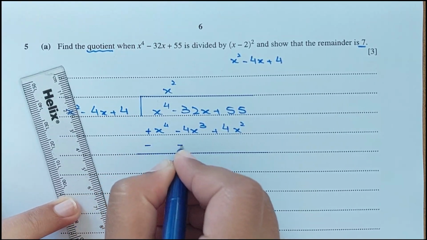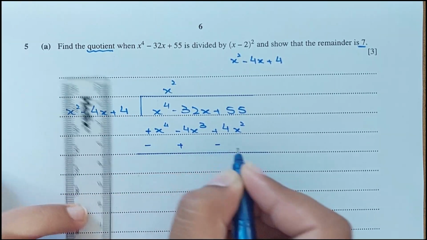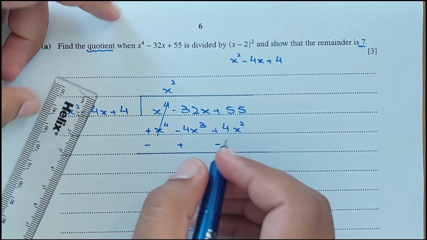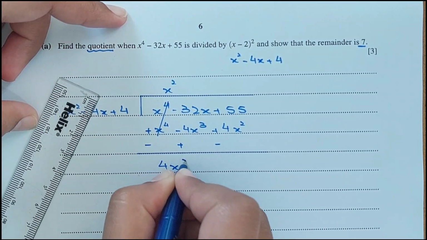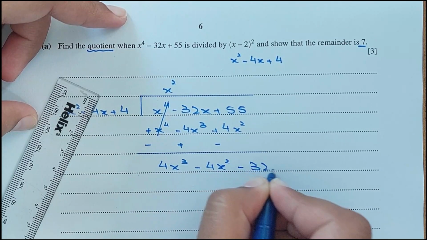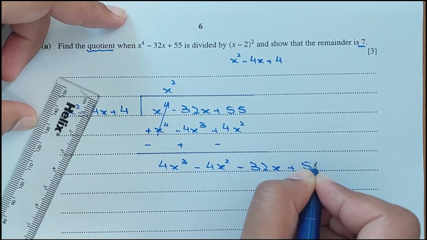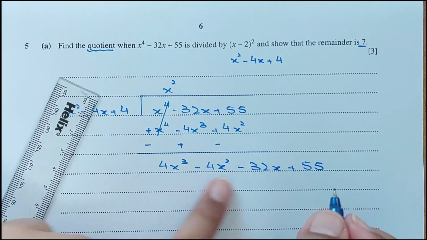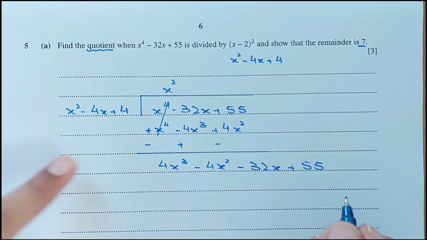Positive, negative, positive and negative. This cancels. We have 4x cube minus 4x square minus 32x plus 55. All the terms: cube term, square term, x term and the constant term.